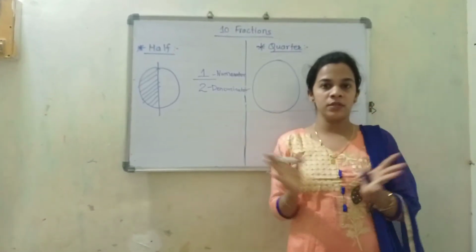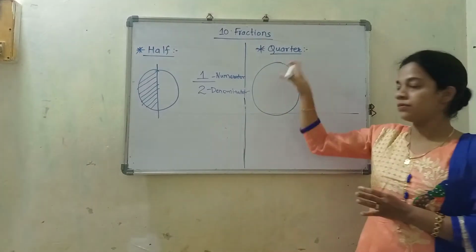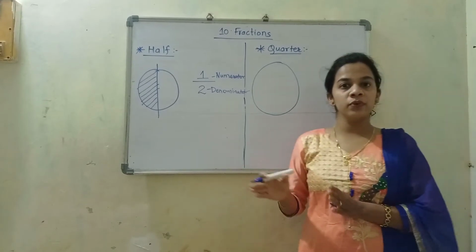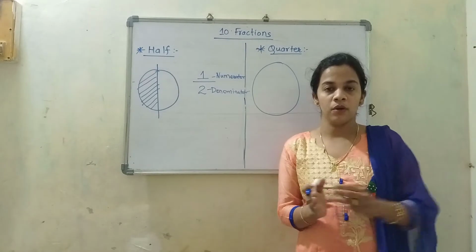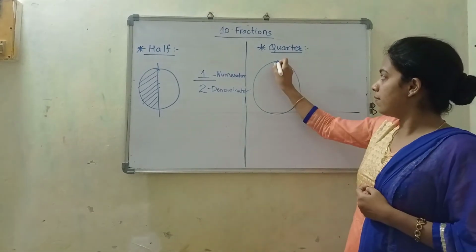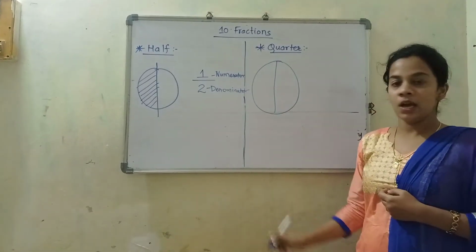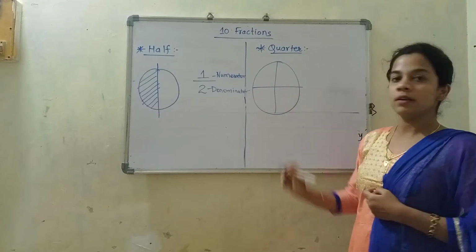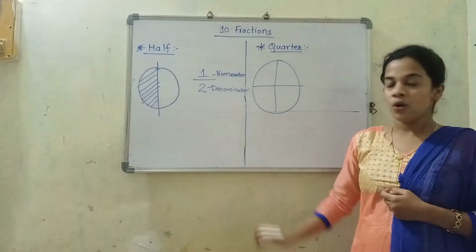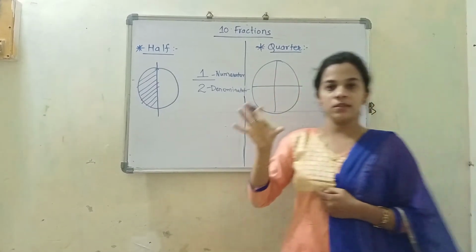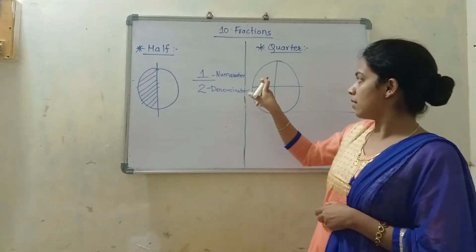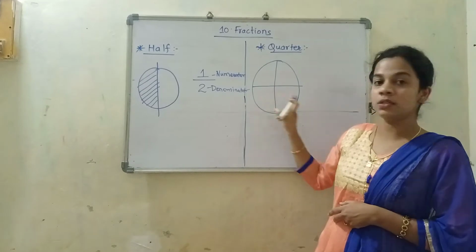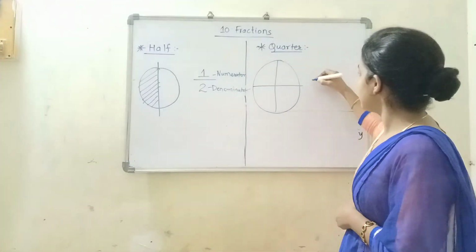Basically now we know what is meant by full. This is complete, it is one full. Half means we are dividing it into two equal parts. So what is meant by quarter now? When I divide this into half, I am going to divide it again in a horizontal way. So now you can see for the whole circle, four different parts are formed. This is 1, this is 2, this is 3, this is 4.